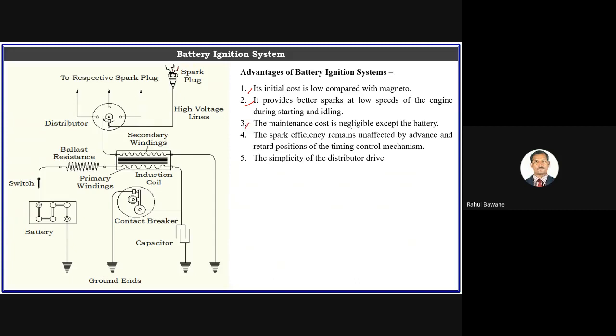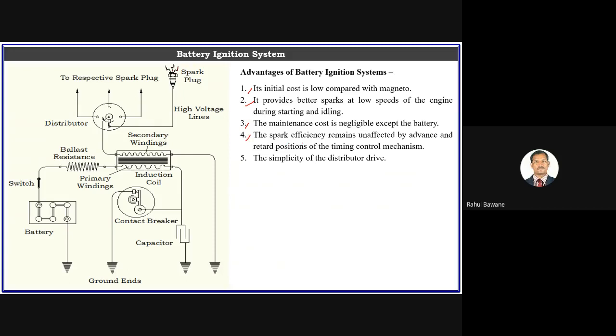The maintenance cost is negligible except for the battery, because only the battery we have to check and charge regularly. If it runs out, we have to charge it or replace it. Other parts, we rarely do any kind of maintenance, so there is very negligible maintenance.